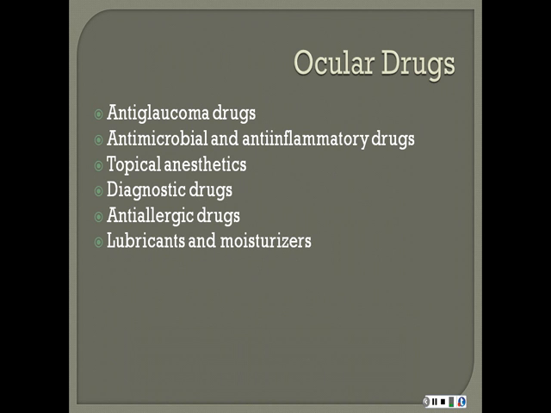So this is a list of the groups of drugs used ophthalmically. Again, those glaucoma drugs, antimicrobials, and anti-inflammatories. The topical anesthetics, and diagnostic drugs, which could be used to either dilate or constrict the pupil so that some testing can be done. Also, paralytic drugs will be used as well, so they can check things out a little bit better. And then there's also lubricants and moisturizers, and this includes things like contact lens solutions and eye washes as well.